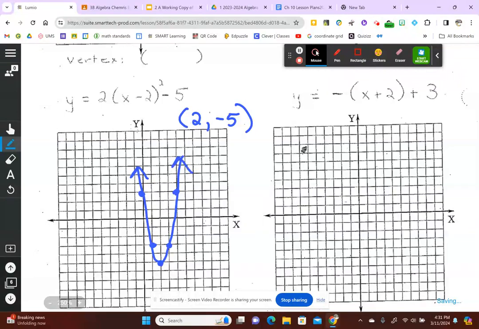And the next one, the vertex is going to be (-2, 3). So I go to -2, 1, 2, 3. It's going to be facing downward. This is a -1. So I go over 1, down 1, over 2, down 4, and over 3, down 9. 3, 6, 9.